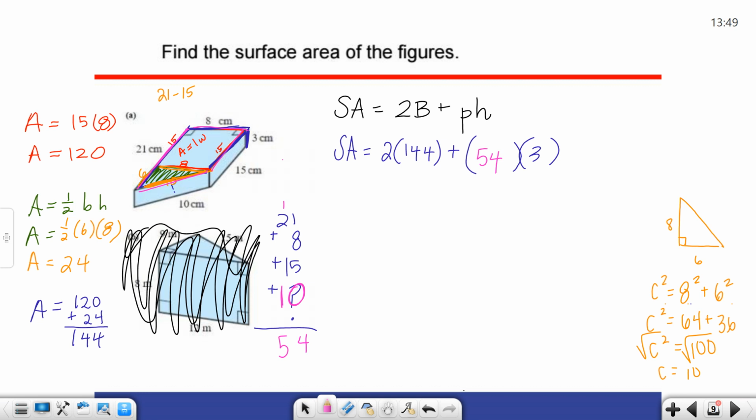All right, so now I can use my little calculator and I can do the arithmetic and get the good answer that I'm looking for. So I've got 2 times 144, which would give me 288. And I have 54 times 3, which is going to give me 162. And that's going to give me 450. Okay, but remember this is centimeters, and remember it's area, so it would be square centimeters. And that's what my answer should be.